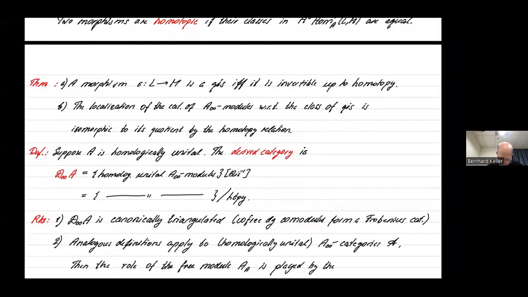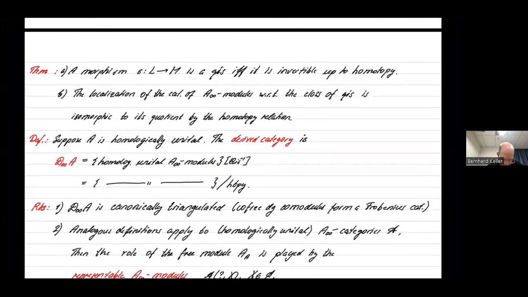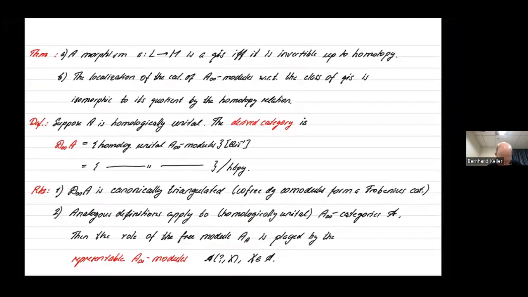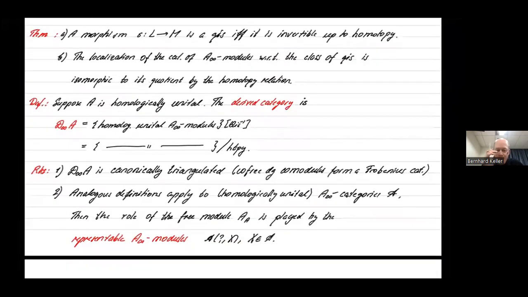And then, well, we have done this in the case of the DG algebra. We can extend the definition to homologically unital A infinity categories, and then instead of free modules, we have to look at representable A infinity modules.